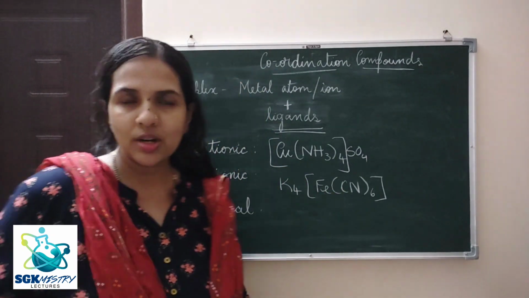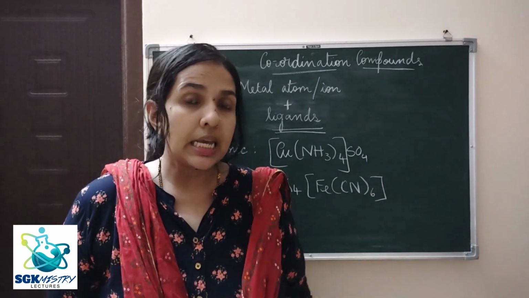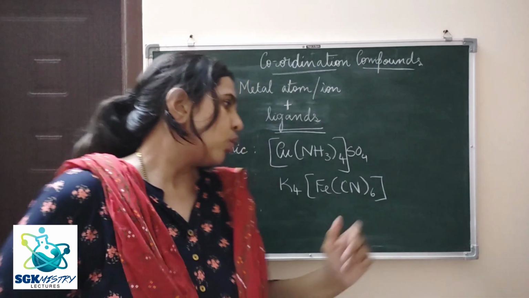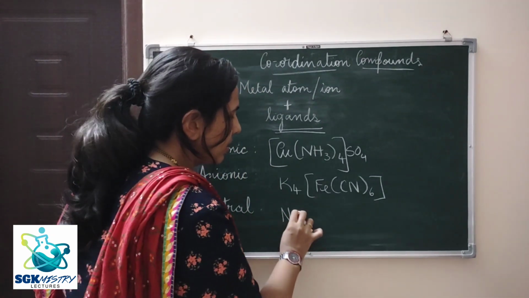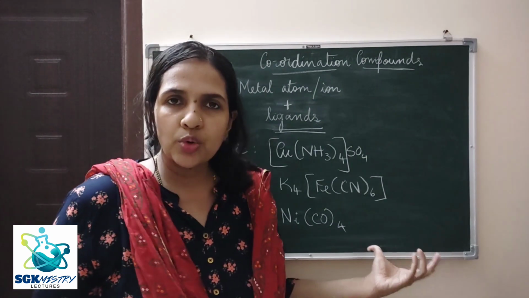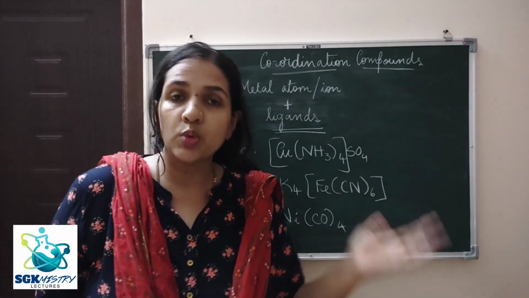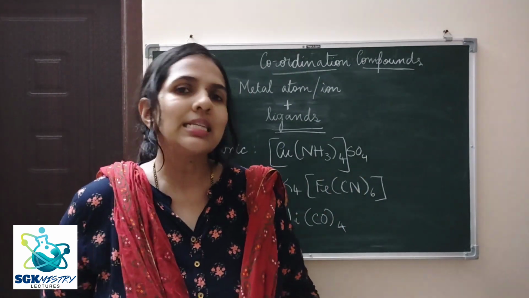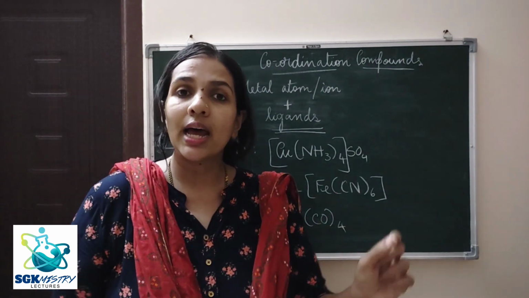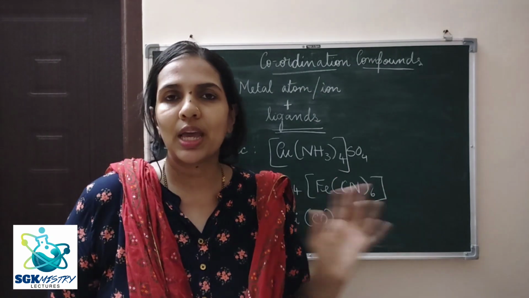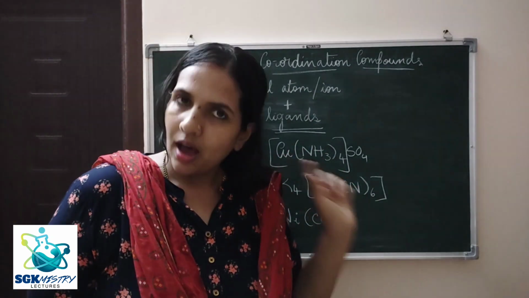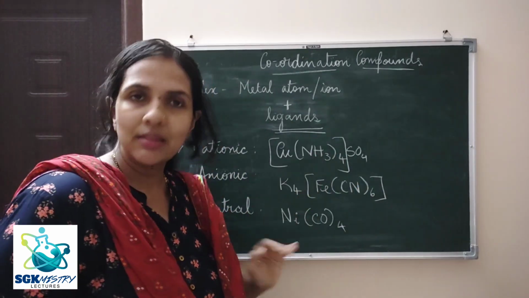Next is the neutral complexes. Very simple. These complexes do not give ions in solution. So we have the example of nickel tetracarbonyl. How is it neutral, and what are neutral ligands, what are charged ligands? All these things we'll be learning about a bit later. So for now we know that the overall classification of coordination compounds based on the charge on the complex ions that are present, we have these three categories.